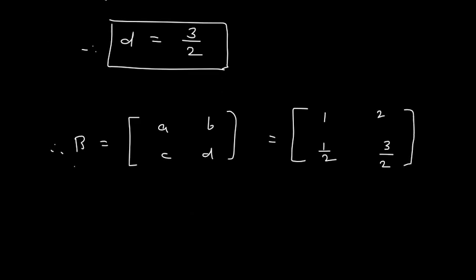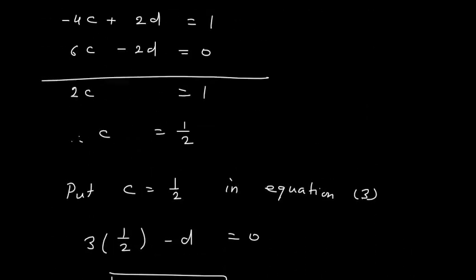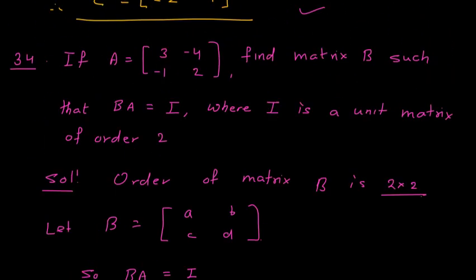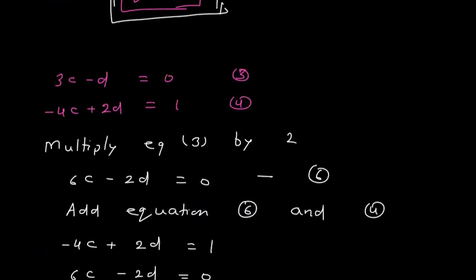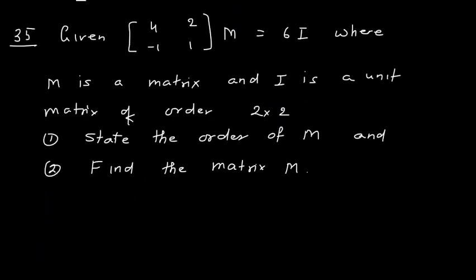This is the 34th question. Now let us see the 35th question. Here, question number 35. We are given the matrix [4, 2; -1, 1] into M is equal to 6I. M is a matrix and I is a unit matrix of order 2 by 2. We have to state the order of M.